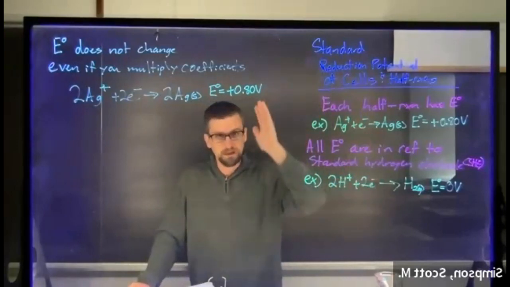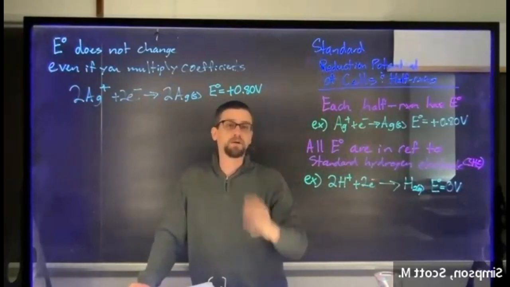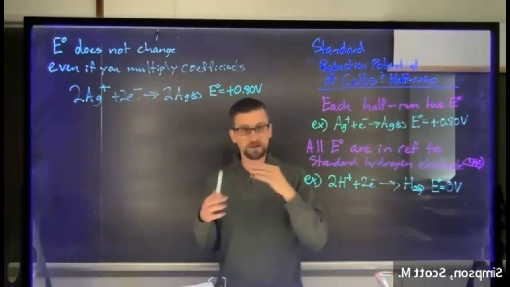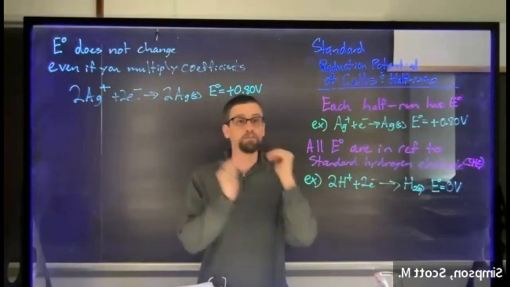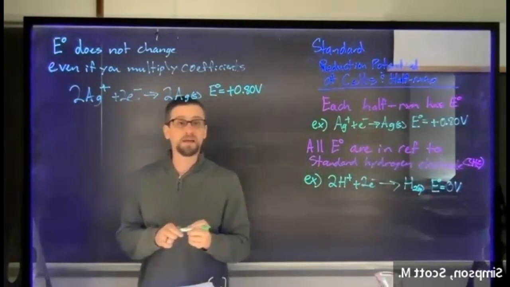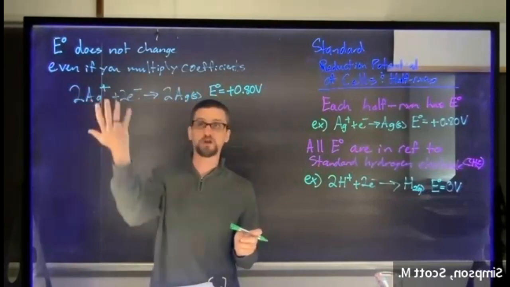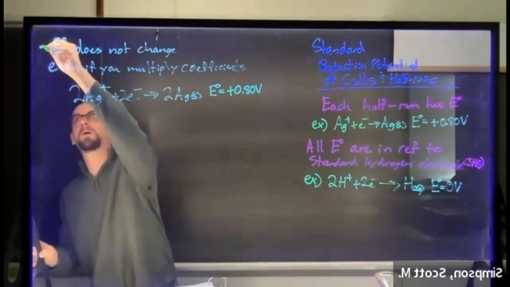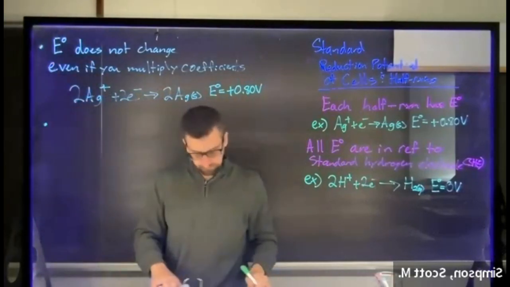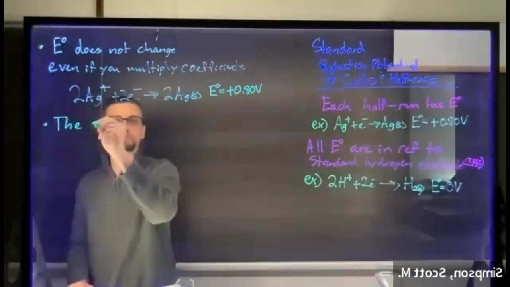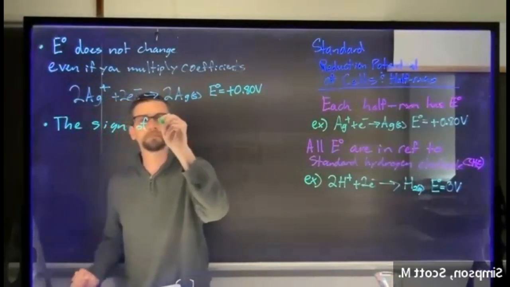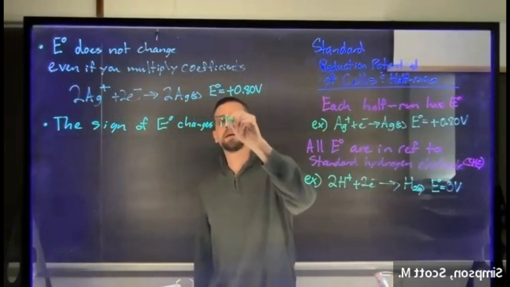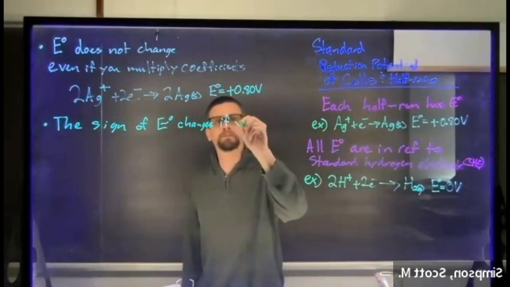Okay, so earlier I said the standard cell potential was E cathode plus E anode, but when you look at most books, it's E cathode minus E anode. The reason for that is if you switch the direction of this reaction, you change the sign of E naught. So another important point, the sign of E naught changes if you change the direction.